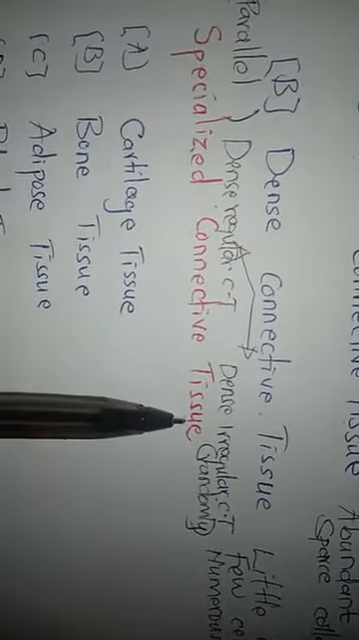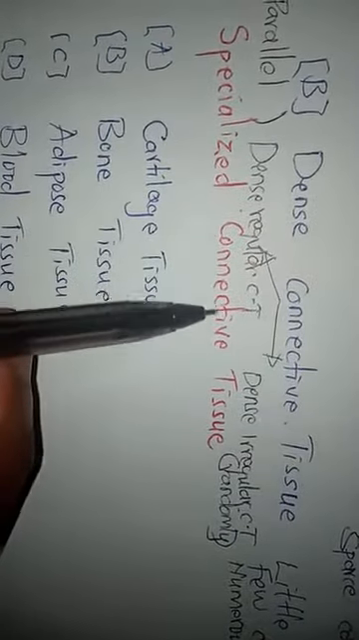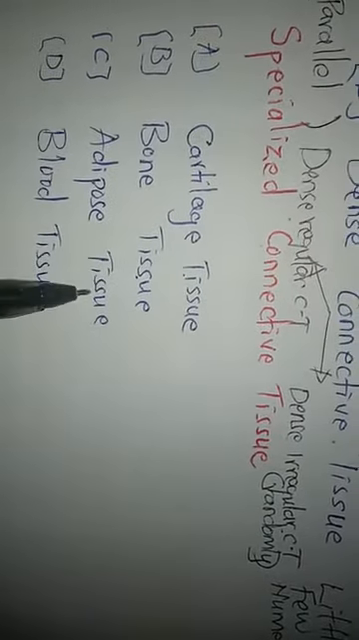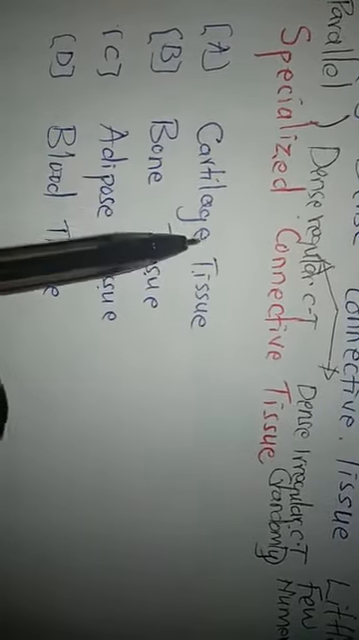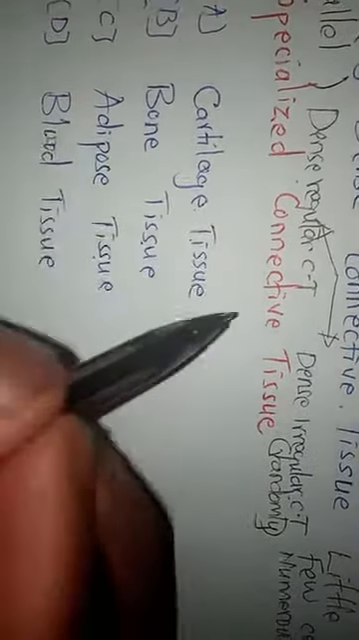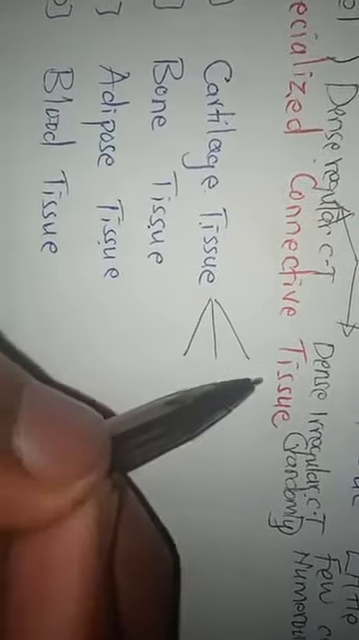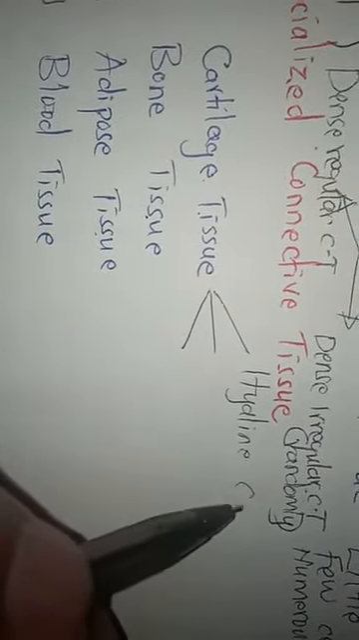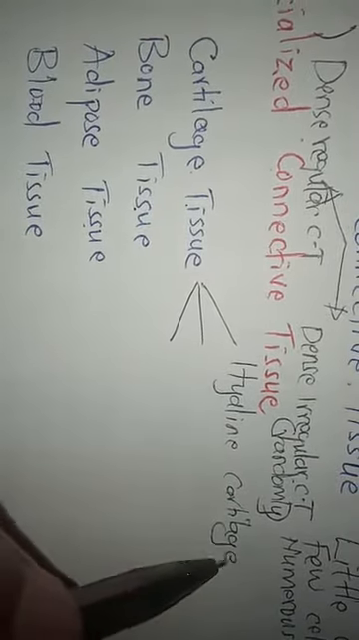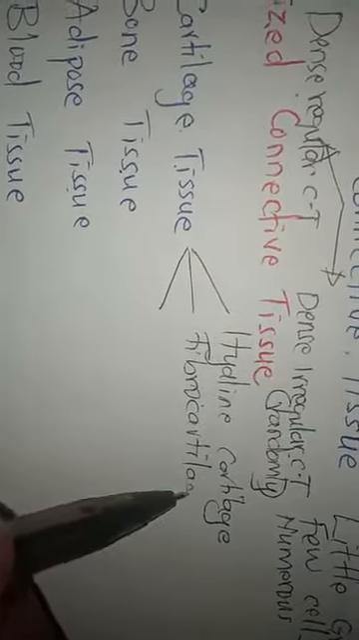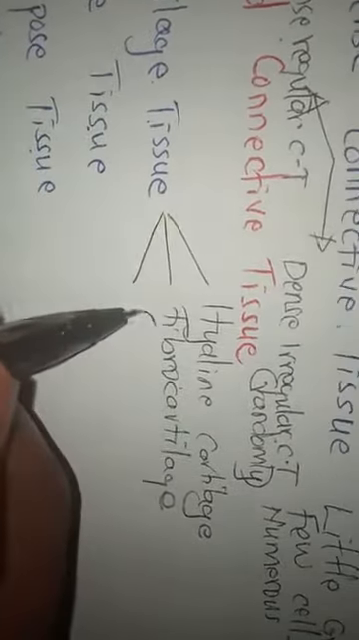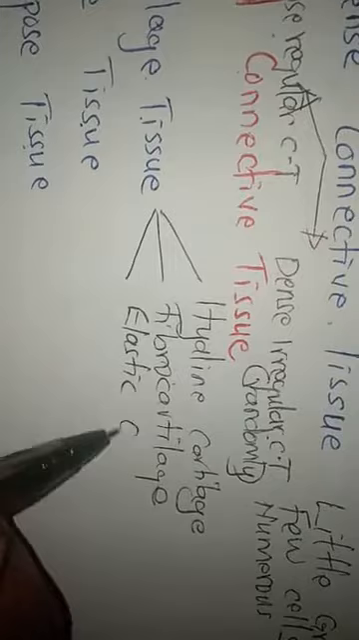So in our last part, we'll tackle the specialized connective tissue. Under specialized connective tissue, we find that it contains cartilage tissue, bone tissue, adipose tissue, and blood tissue. Okay, we want to go deeper into cartilage tissue. Cartilage tissue has three types. We have the hyaline cartilage, we have the fibrocartilage, and lastly we have the elastic cartilage.